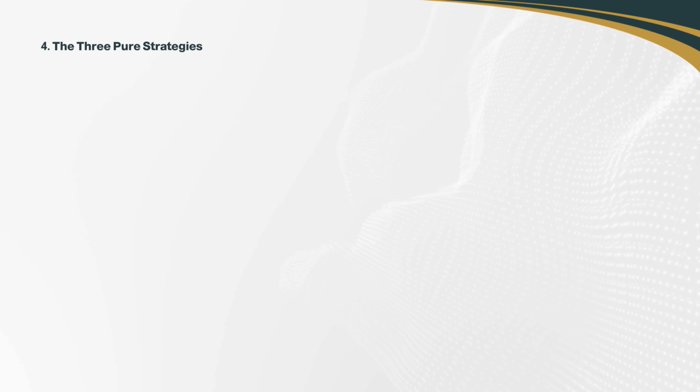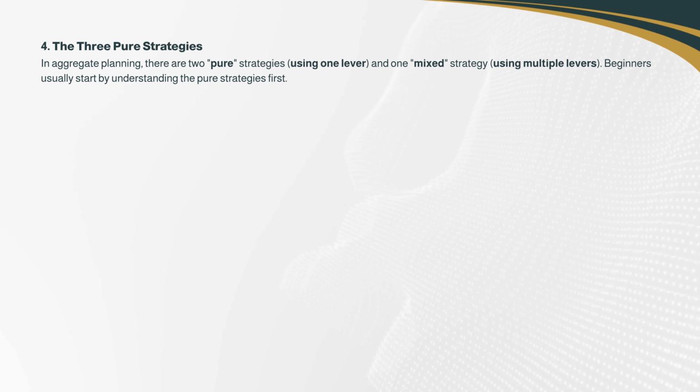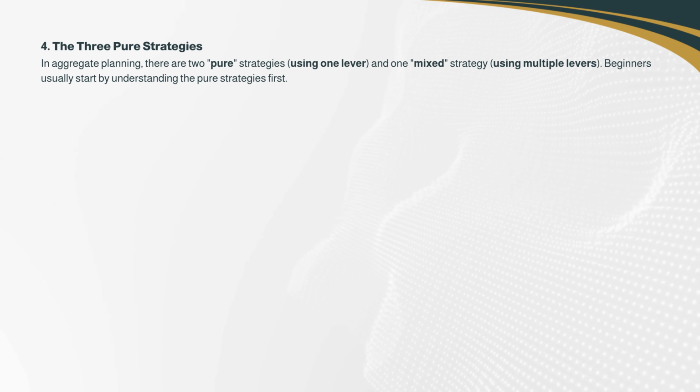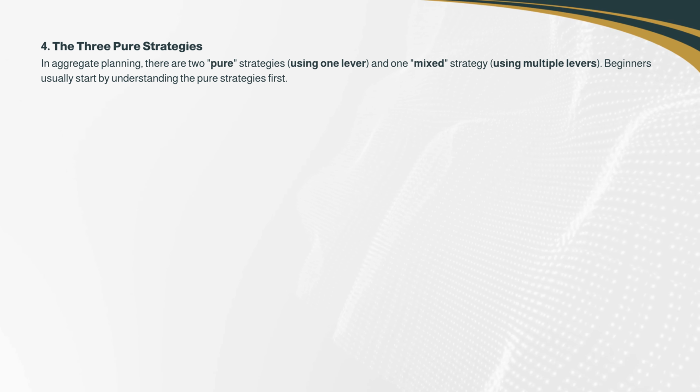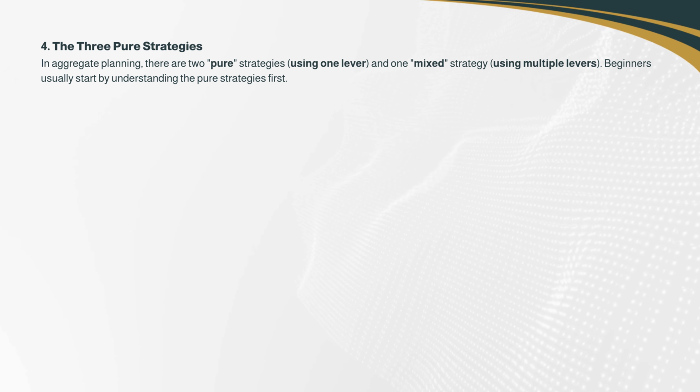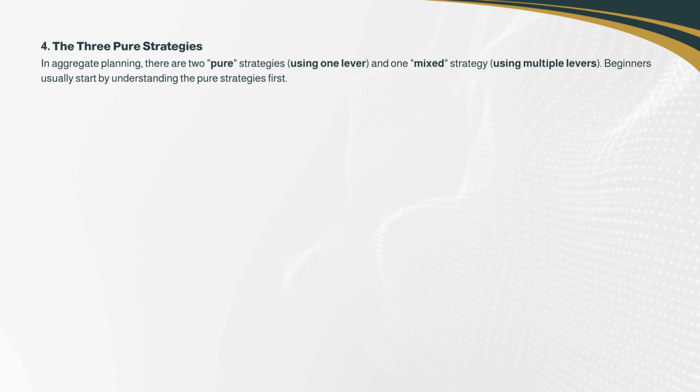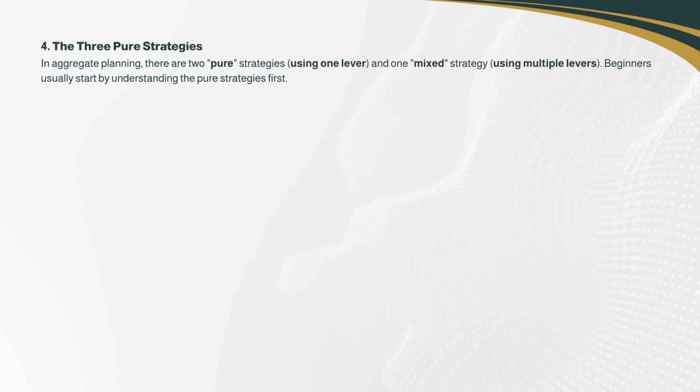4. The 3 pure strategies. In aggregate planning, there are 2 pure strategies, using one lever, and 1 mixed strategy, using multiple levers. Beginners usually start by understanding the pure strategies first.